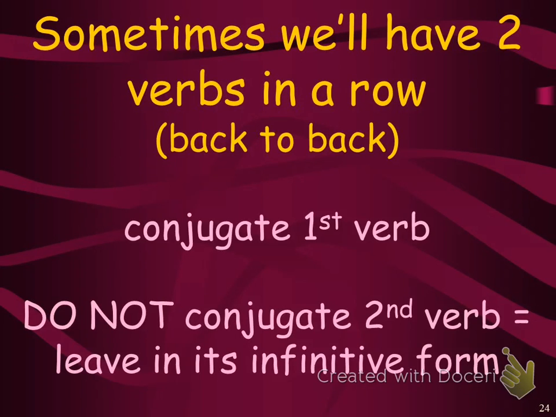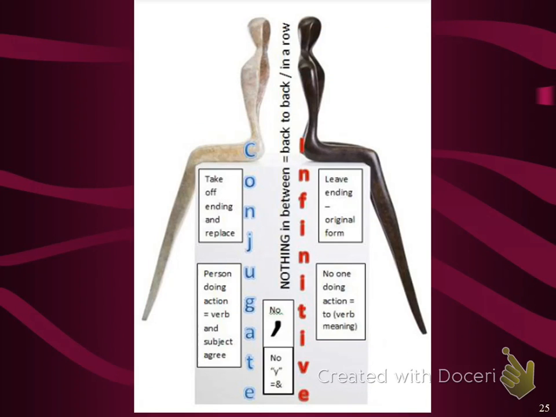All right. So sometimes we'll have 2 verbs in a row. The rule is that if they're back to back, then you're going to conjugate the first verb. Do not ever conjugate the second verb if it's back to back. Leaving it in its infinitive form just means leaving the AR on it. It means that you don't do anything to it. Okay. So if they're back to back, you take off the ending and replace with the correct conjugation for the first verb, because that means that that person is doing that action.